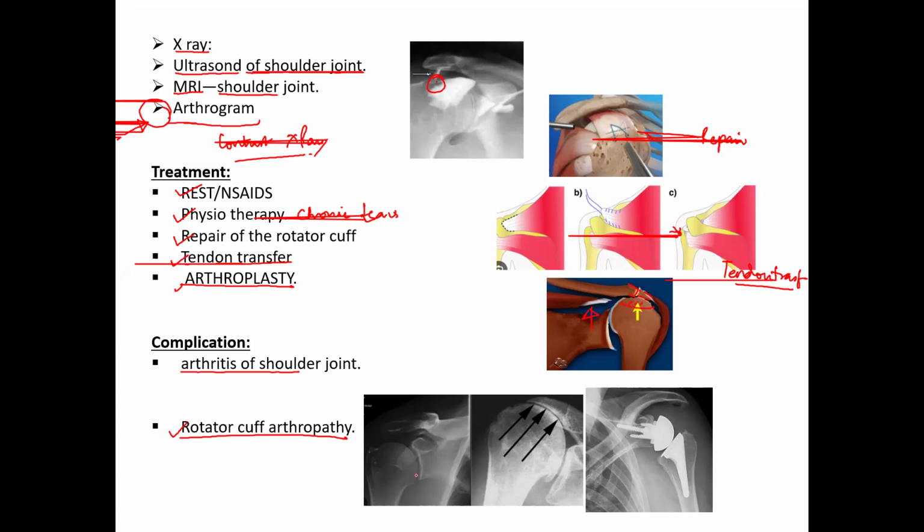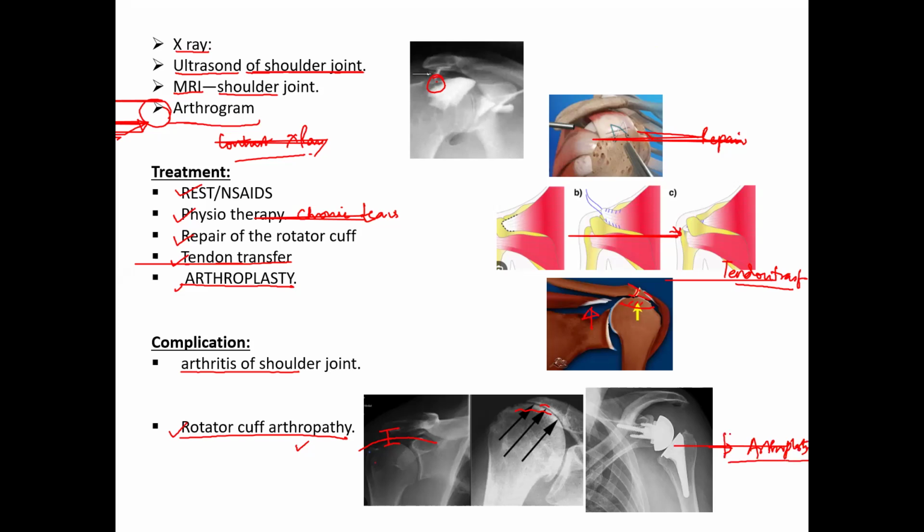So if you see here, this is a normal shoulder joint. There is a space between the acromioclavicular joint and the upper border of the humerus. Here, what is happening is this space is nothing but your rotator cuff. So once this rotator cuff is gone, the humerus is moving proximally and causing damage to the articular surface. So this is called rotator cuff arthropathy. So what is the treatment for rotator cuff arthropathy? We need to go for replacement. That is called arthroplasty.